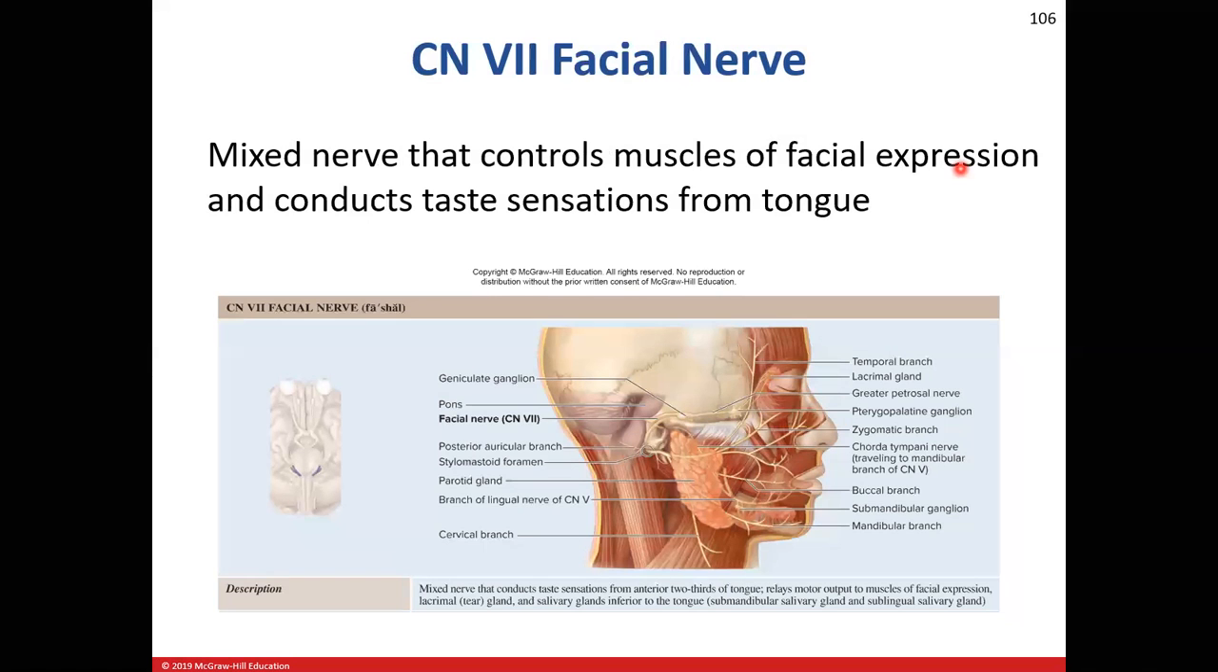Cranial nerve 7 is called the facial nerve. Now, the facial nerve is a mixed nerve, and it's going to control a lot of the muscles of facial expression. But it also does conduct taste sensations from the tongue. So the facial nerve helps to control facial movement. Sensory-wise, it involves taste. Now, this is also another nerve that contains parasympathetic fibers. So we have cranial nerve 3, cranial nerve 7. These 2 so far contain parasympathetic fibers.